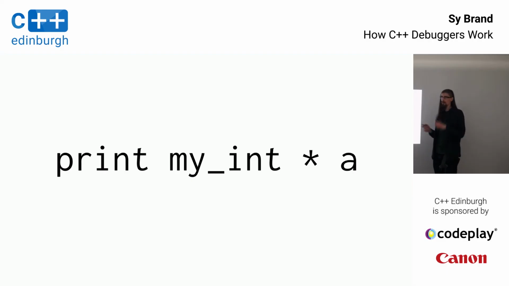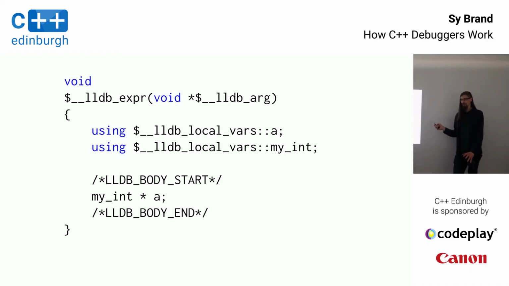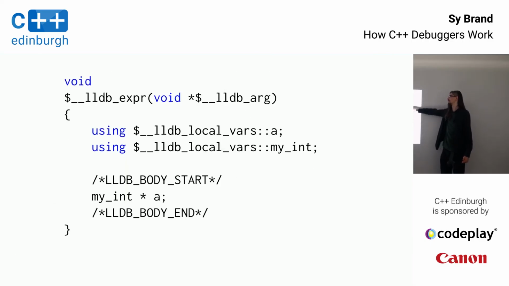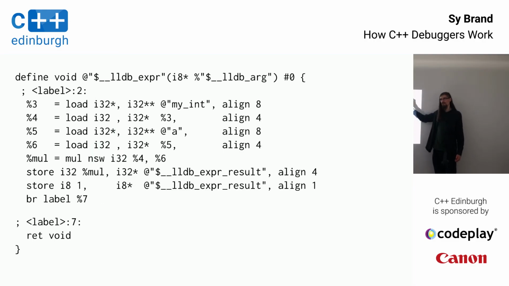If you want to print out like myInt times a, it's a little bit more difficult. Still not entirely complex. What we could do is generate some intermediate representation. This is LLVM IR. This is actually what LLDB does. Generates some IR code around this. Oh, sorry. This is the C code which it generates, and then it generates this LLVM IR from that C code.